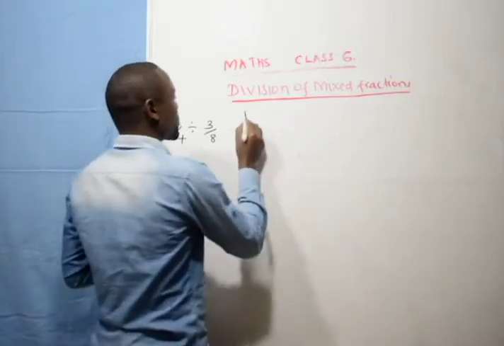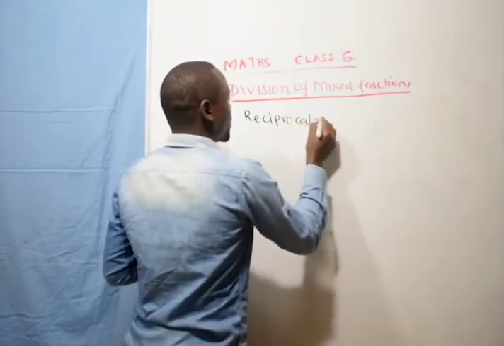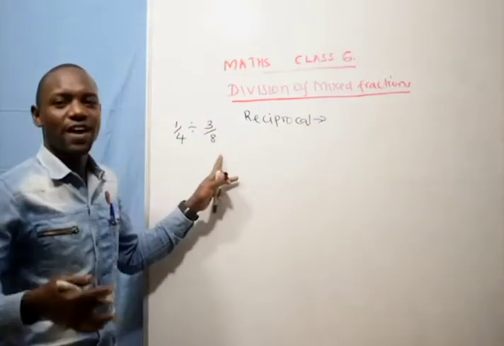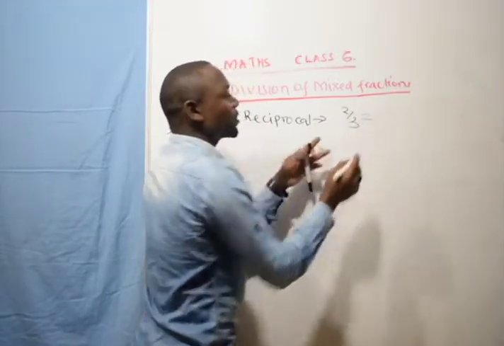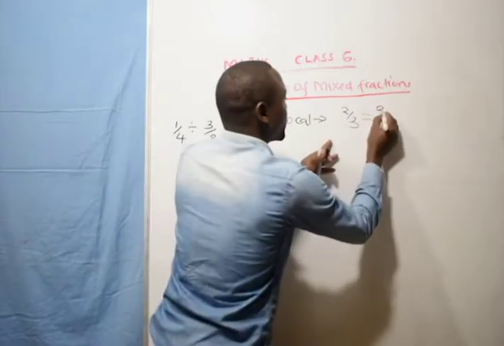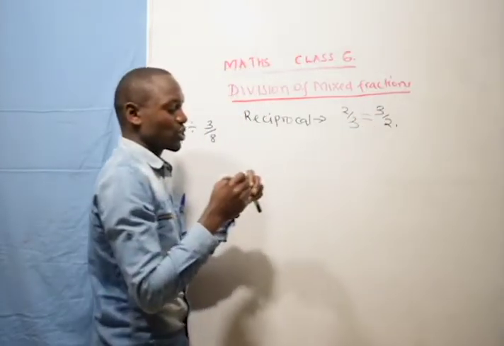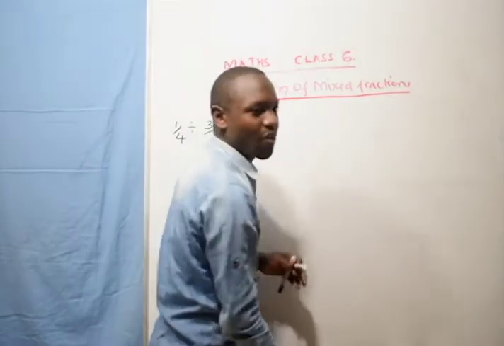What is a reciprocal of a fraction? The reciprocal of a fraction is the inverse of the fraction. For example, if it is 2 over 3, the reciprocal of 2 over 3 is 3 over 2. Very good. 3 over 2. So when we are dividing fractions, we multiply by the reciprocal of the divisor.